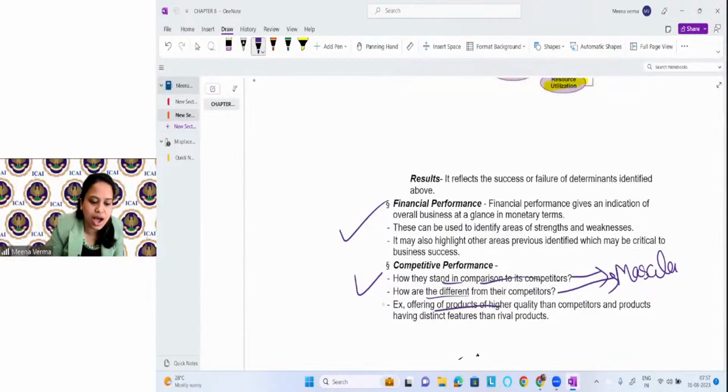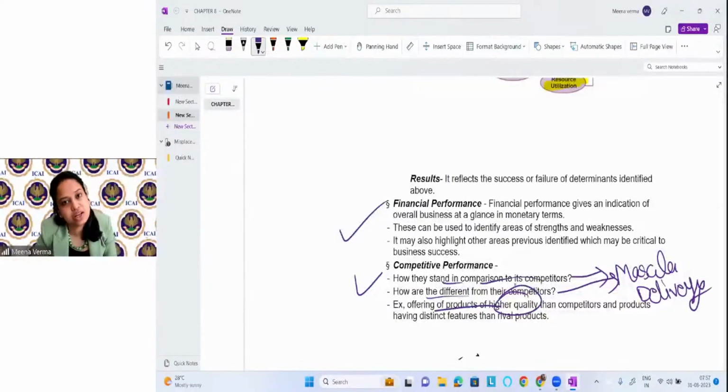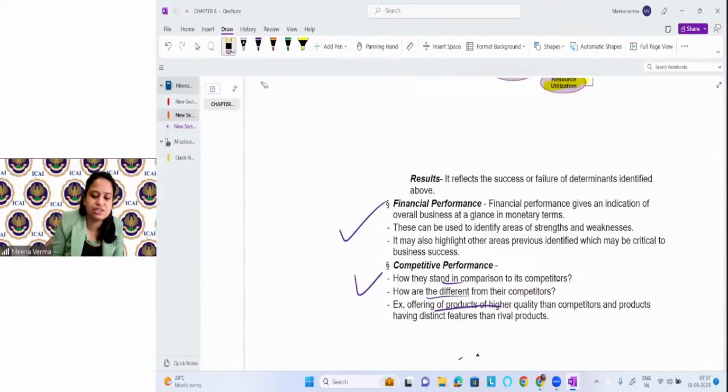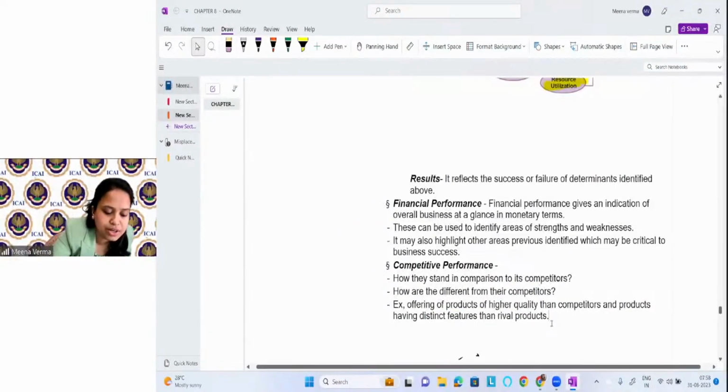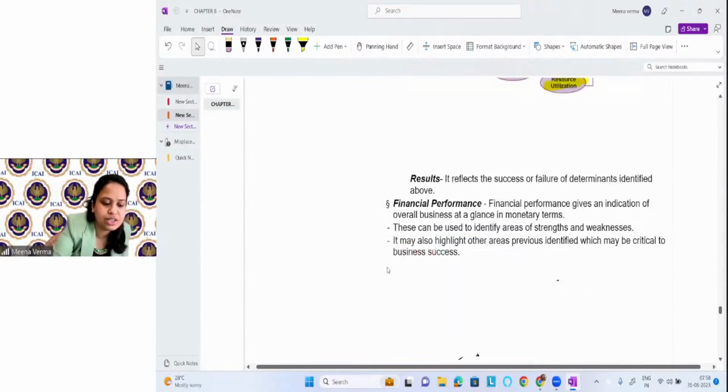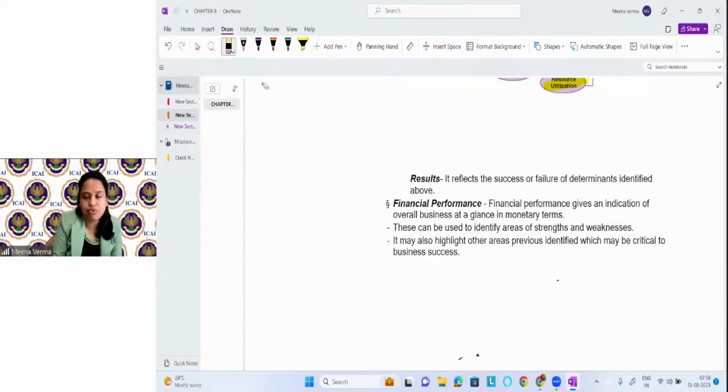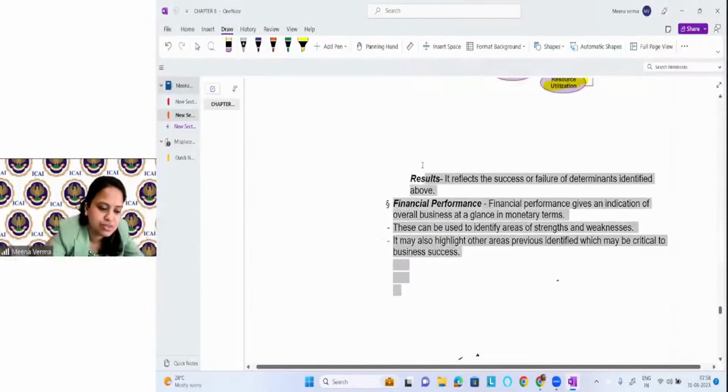For example, offering a high quality product or offering something else. Why is Domino's surviving the competition? Why is Domino's number one? Because of their delivery speed. 30 minutes, or else it's free. So the point is that these companies have created competitive advantage, right? And since they have created the competitive advantage, this helped to achieve the financial goal. This helped to achieve profitability, return on investment, increase in sale, everything. This helped in achieving the financial goal of the company.